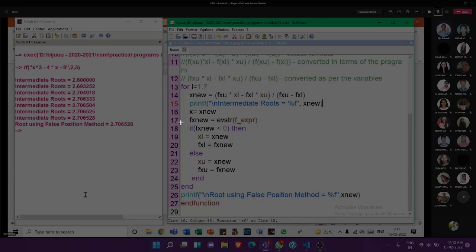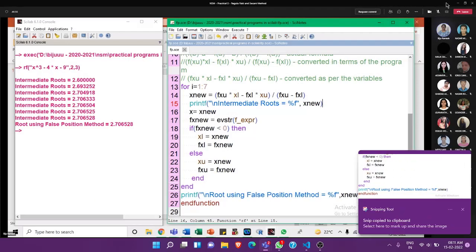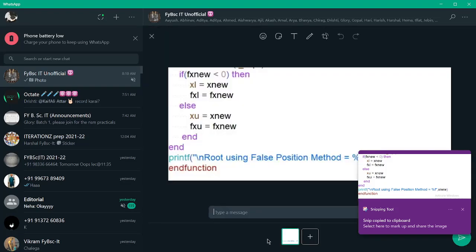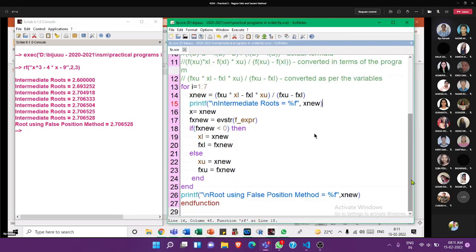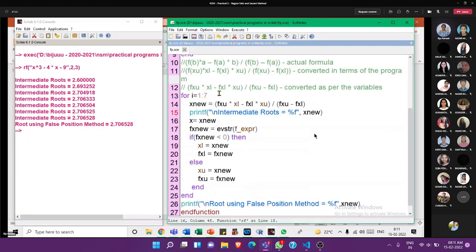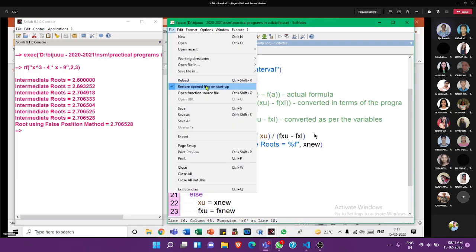Shall I proceed? Have you taken the screenshot? Everybody? Done? Okay, I'm proceeding to the next. We'll do 2 programs here, or if you don't mind, I will do all the 3, if you allow me, because I don't want to just go on teaching and just leave it off. Okay, so let me do save as.